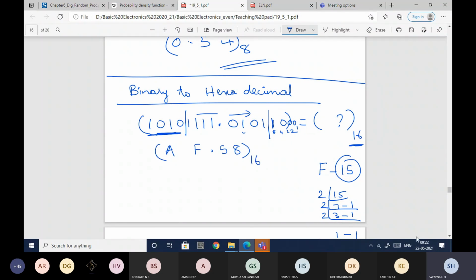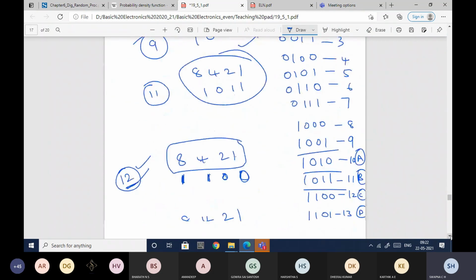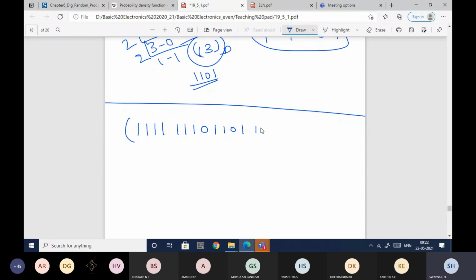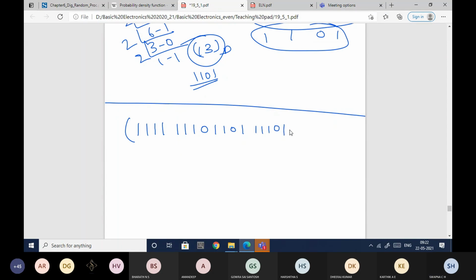Hope this is clear to all of you. Is it clear to all of you? Anybody has any doubts? Please ask me. Now I'll give you one problem. You can just try. Base 2, convert it to base 16.